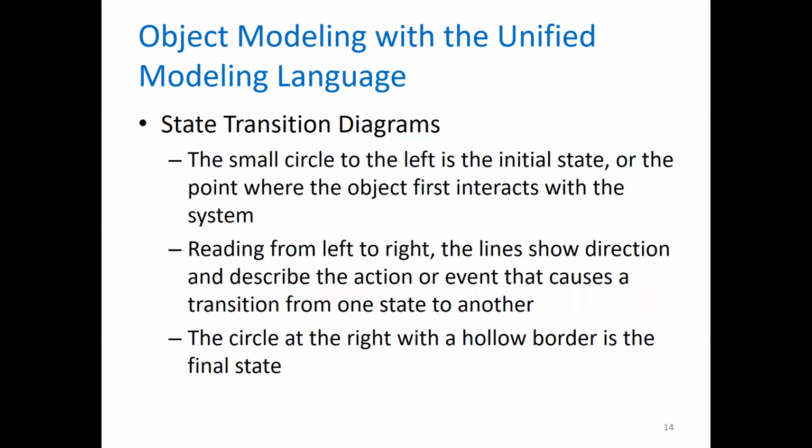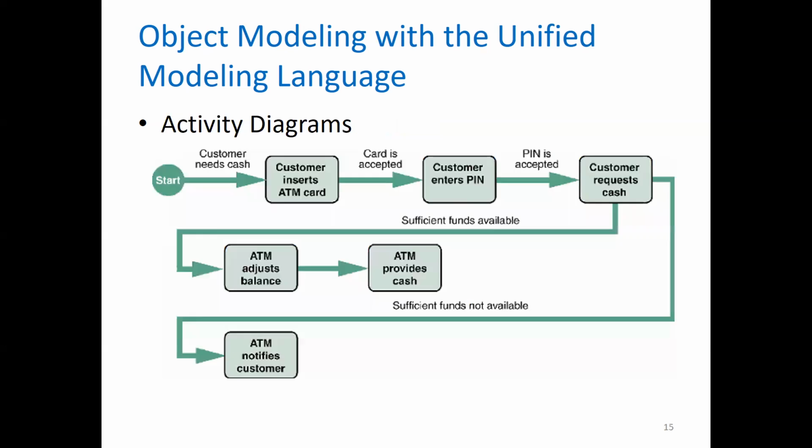In state transition diagrams, the small circle to the left is the initial state, or the point where the object first interacts with the system. Reading from left to right, the lines show directions and describe the action or event that causes a transition from one state to another. The circle at the right with a hollow border is the final state.